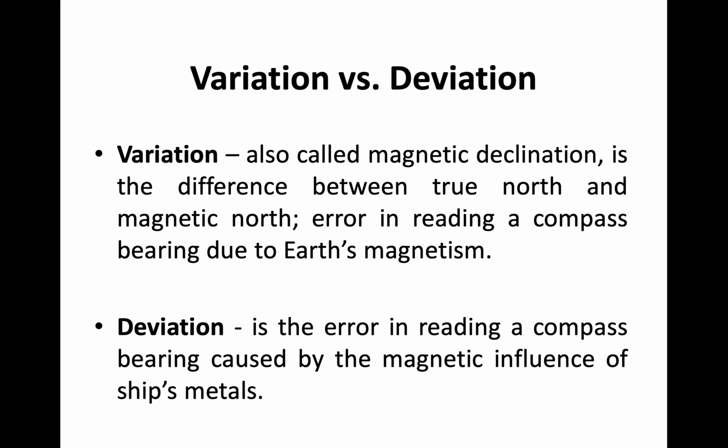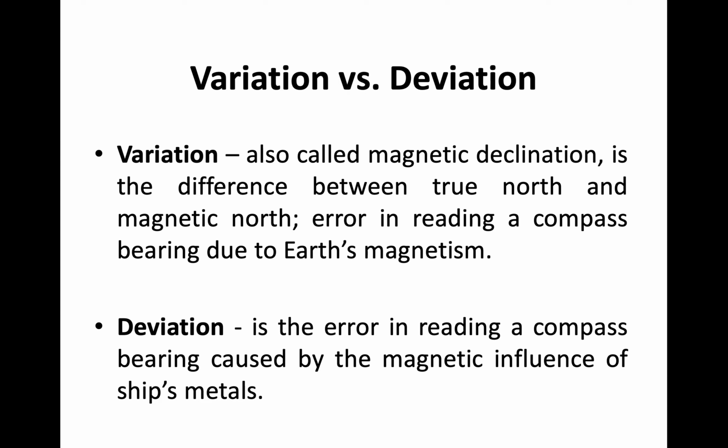Naturally, Earth has magnetic fields, and sometimes it's too strong. It actually varies in different areas. But still, the Earth's magnetism can affect the compass reading of the ship, and that is what we call the variation. What about the deviation?